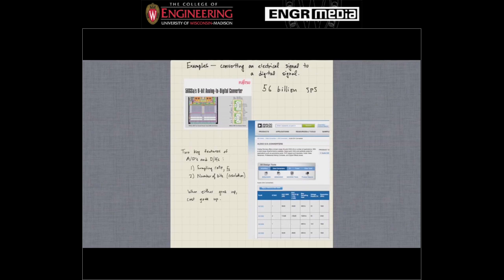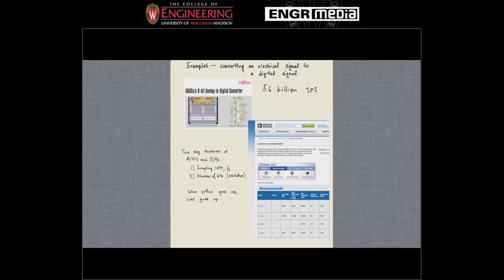So this A to D converter is used in what's called coherent optical communication. So very high speed communications. It's used for links that kind of underpin the internet, okay, for optical communications.